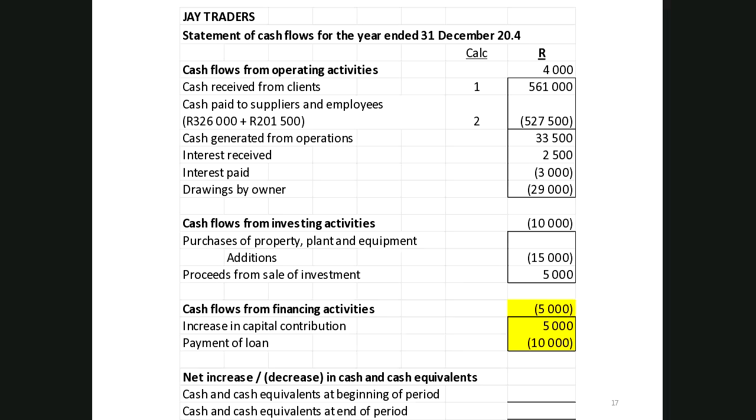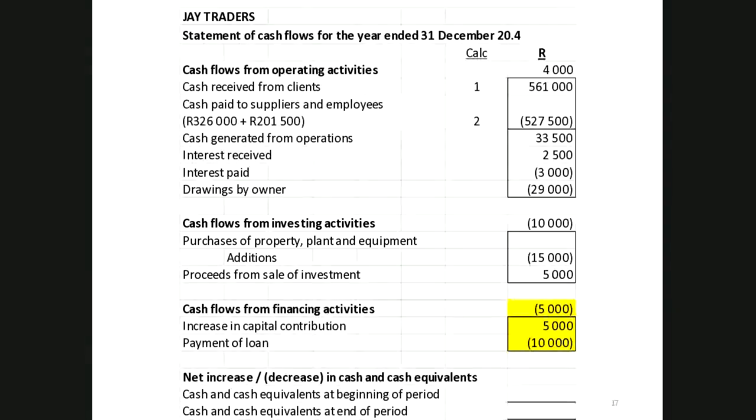So the owner's increased his capital contribution, which is an inflow for the business, and the loan was repaid by 10,000 Rand. It reduced by 10,000 compared to last year, which means the cash flows from financing activities is a negative amount, an outflow of 5,000.